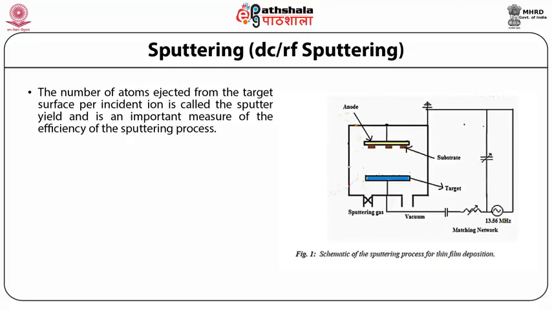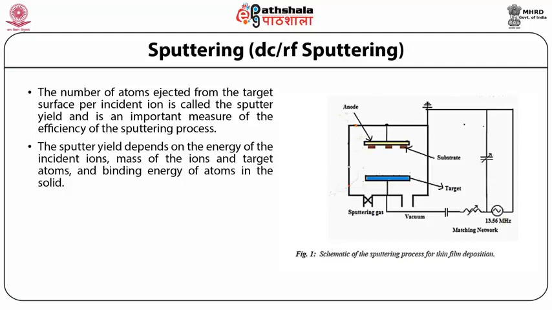So this shows the schematic of the basic sputtering process. Now students, here the sputter yield depends on the energy of the incident ions, the mass of the ions and target atoms, and the binding energy of the atoms in the solid.